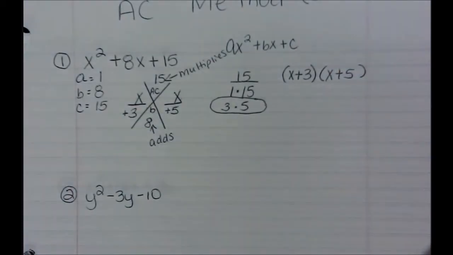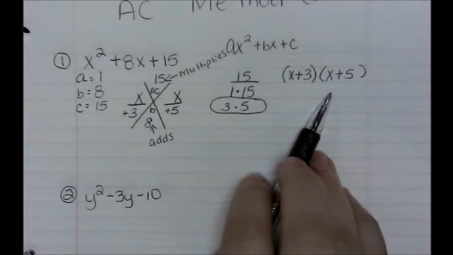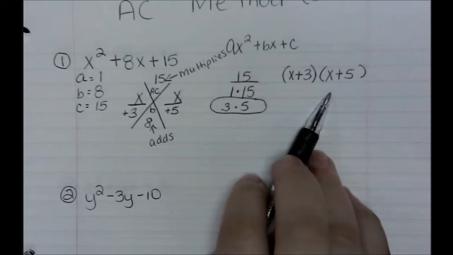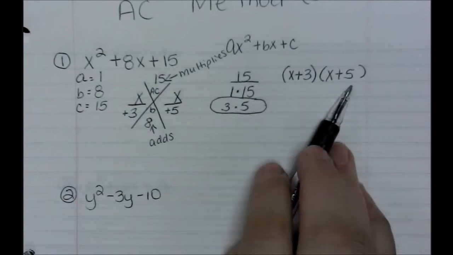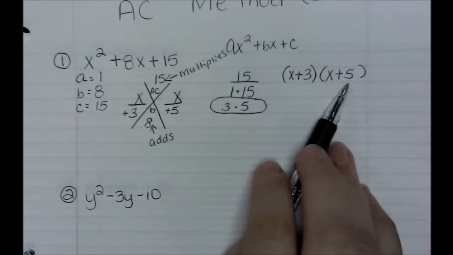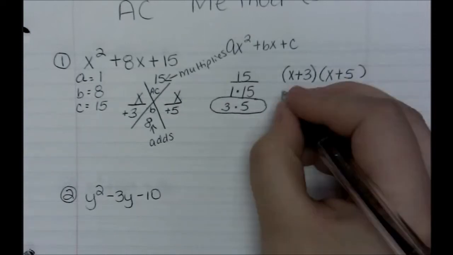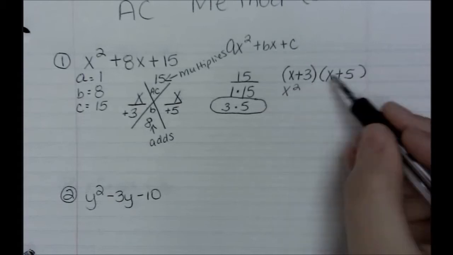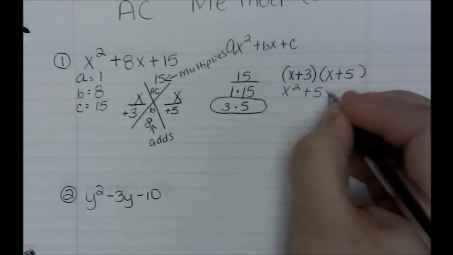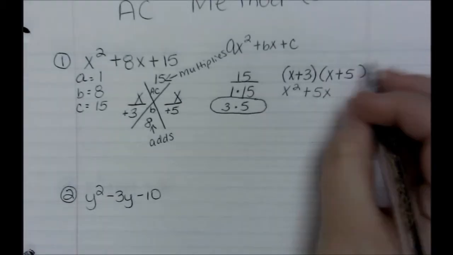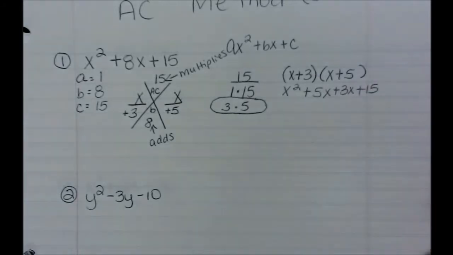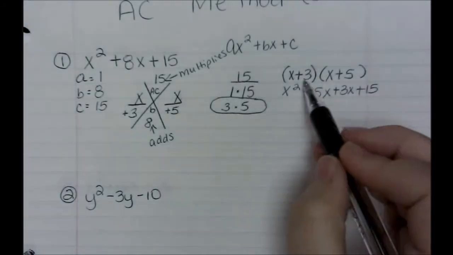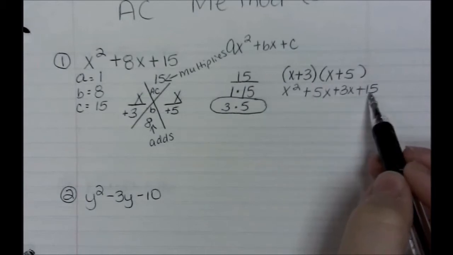And we are finished. Remember, factoring is when you break something up to be something times something else. And there is a way to check and make sure that you actually did this problem correctly by distributing this out. So multiplying x times everything in this set of parentheses and 3 times everything in this set of parentheses. So x times x is x squared. X times 5 is 5x. 3 times x is 3x. 3 times 5 is 15.